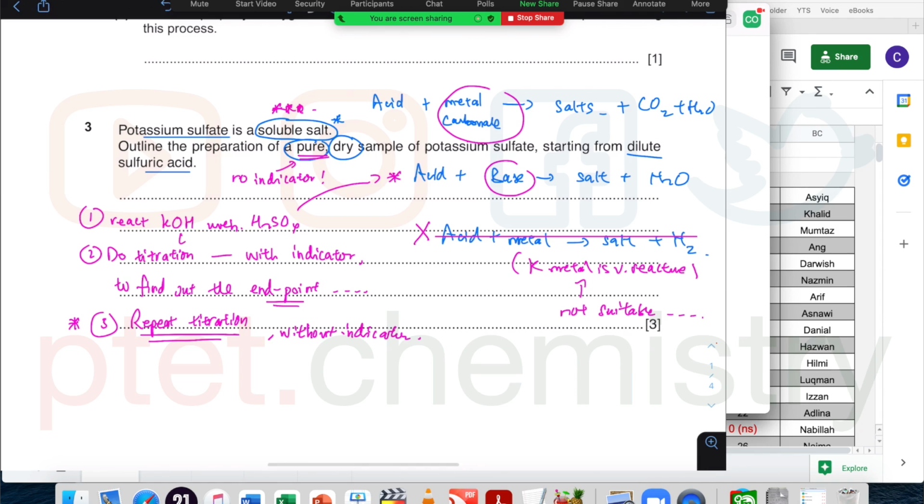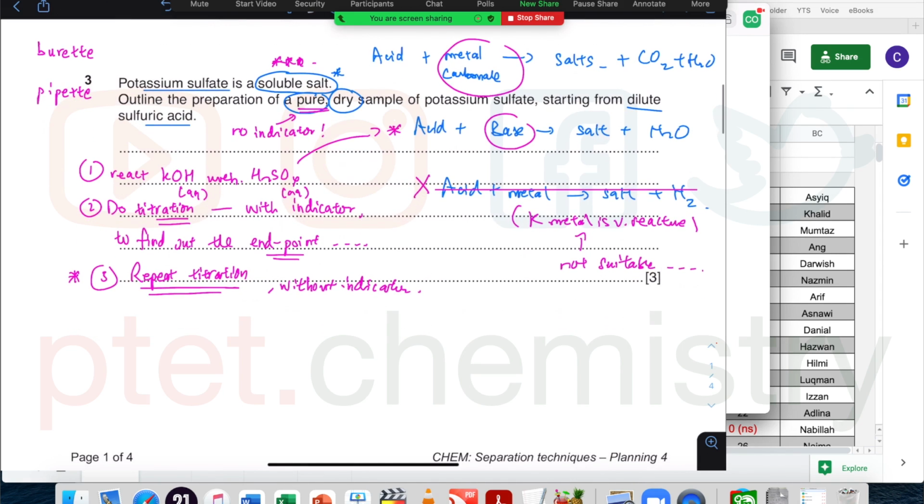And we have to react aqueous and aqueous because we are doing titration. One in the burette, one in the pipette. Make sure you can spell these apparatus correctly. Some people still cannot spell them, so be very, very careful. So now you repeat the titration without indicator using the endpoint volume. So I have my exact salt and water being formed and no excess acid and no excess base.